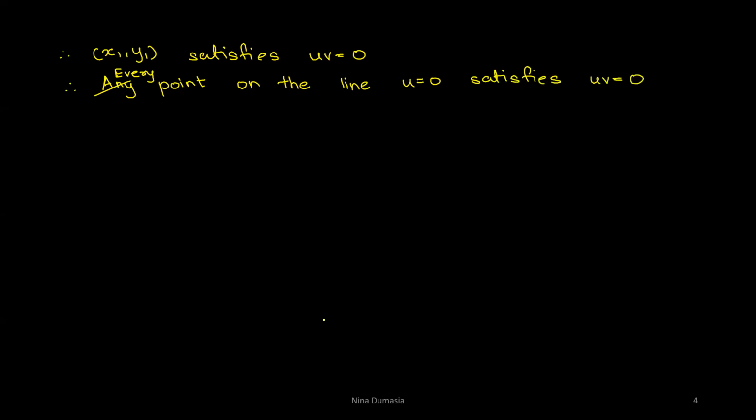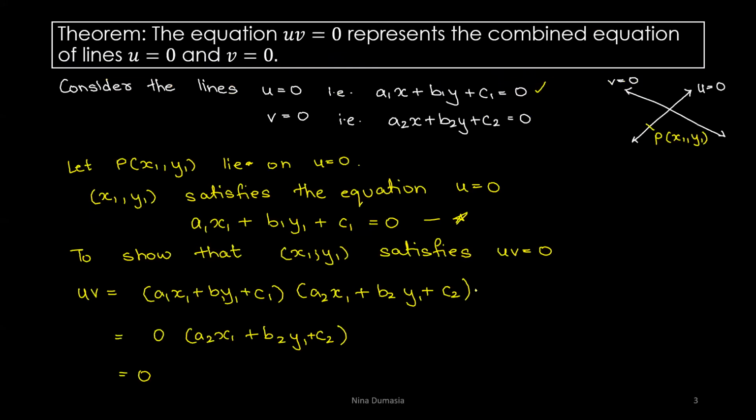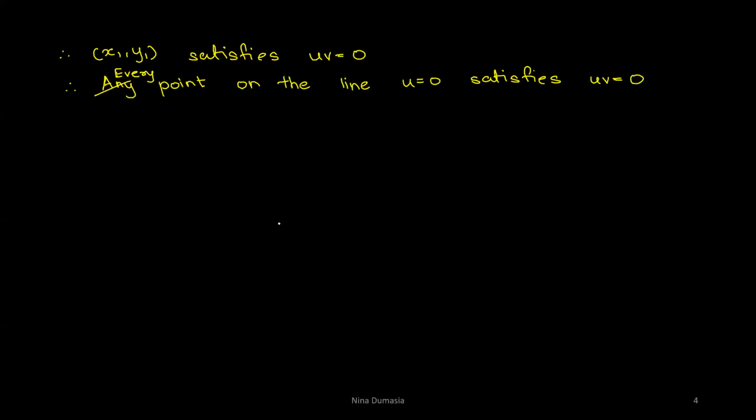Okay, now once we have shown this, we have shown that any point which is on u is equal to 0 is also on uv is equal to 0. Can I similarly show that if any point lies on v is equal to 0, then it will also be on uv is equal to 0? What will happen in that case, just as in this second equation, this part will be 0, because I will be able to say that a2x1 plus b2y1 plus c2 is equal to 0 because it lies on v is equal to 0. So this you don't need to prove exactly, you can just write similarly, if a point lies on v is equal to 0, then it satisfies uv is equal to 0.